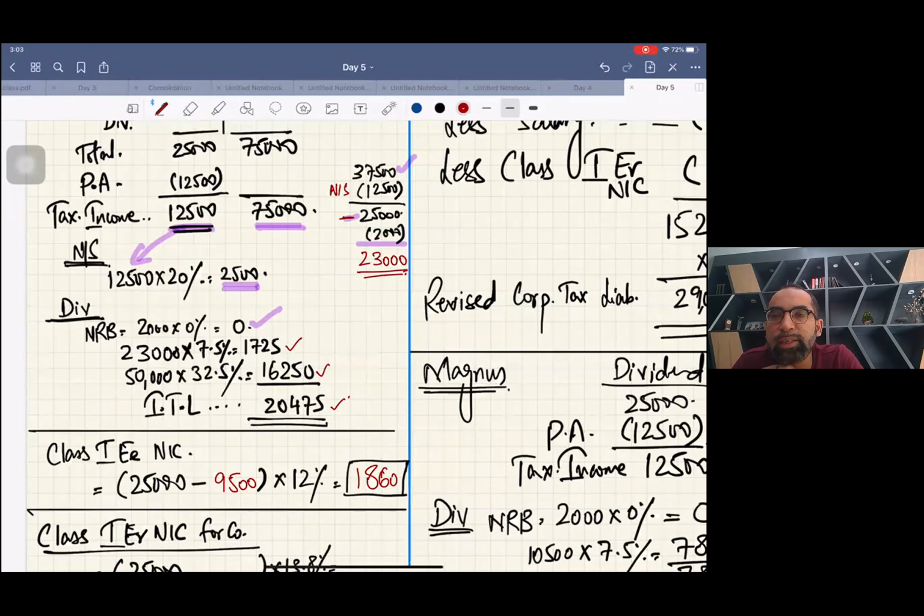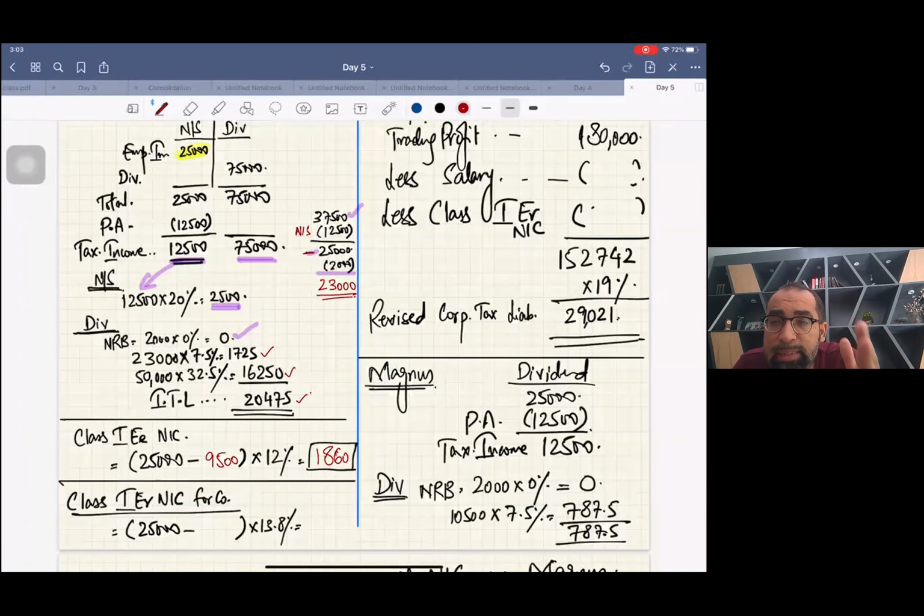We have calculated one more thing, students. Now, in this case, when Gamila is the employee of the company, that means the company is the employer. Each and every employer has to pay class one employer NIC for their employee. So now let's calculate class one employer NIC on the same 25,000. I'm sure you have the rates.